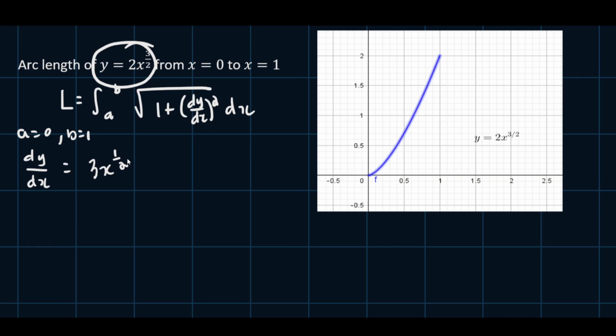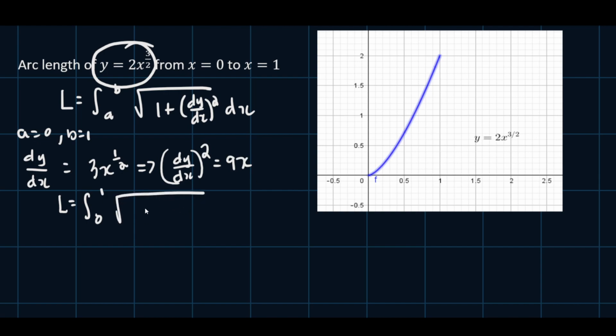Okay, and then again, we substitute sa arc length formula. So, integral from 0 to 1. Sulat na natin para mas obvious. So, dy over dx squared, this is equal to 9x. Integral ng square root of 1 plus 9x dx.